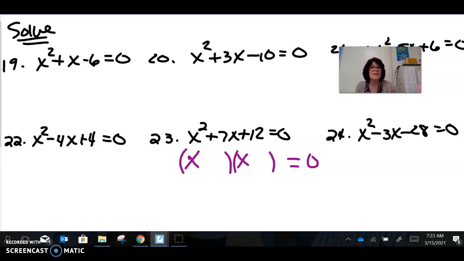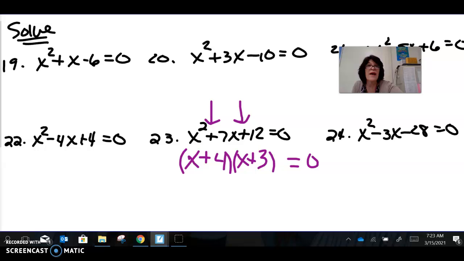I try 6 and 2. That doesn't work. Sorry, I didn't realize I picked a 12 again. 4 times 3. Since the last sign is positive, I know that my signs inside are going to be the same. They're either both going to be positive or both negative. Well, they're both going to be positive because the middle term's positive. This gives me x squared plus 3x plus 4x, 3 plus 4 is 7x plus 12.